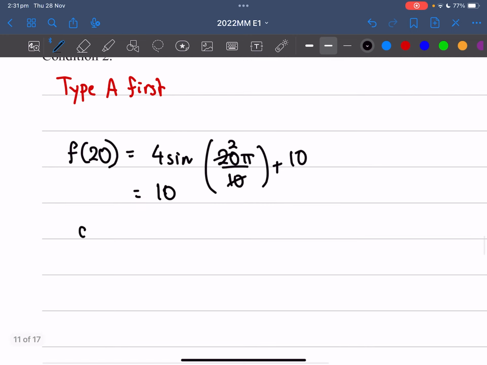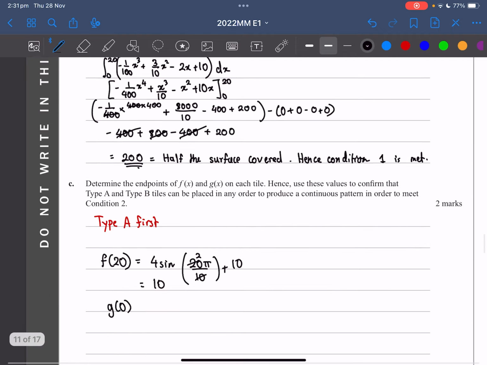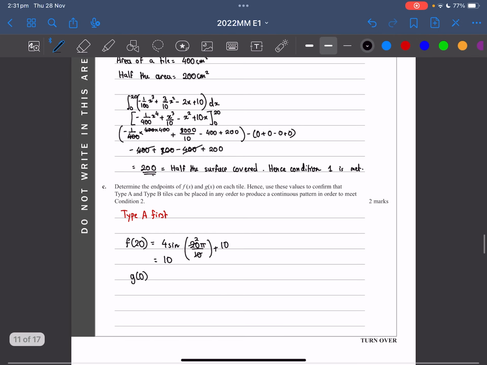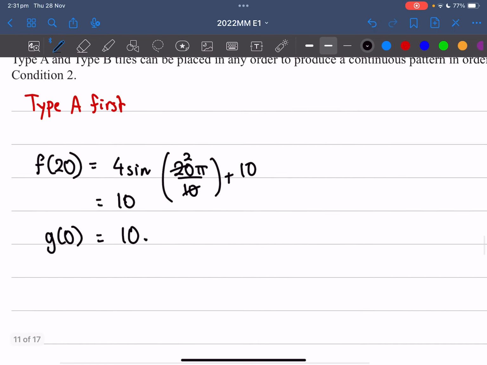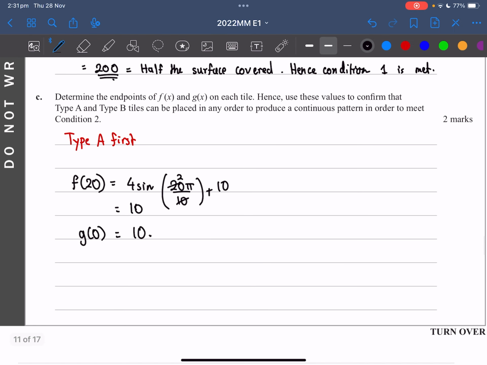And let's calculate g of 0 now, because f of 20, that's the last point on the tile, has to be the same as g of 0, which is the starting of the next tile if you are placing type A tile first. So g of 0 is simply 10, because everything just becomes 0, so 10. So there you go, that works out pretty well because the endpoints are the same. Now let's do the other one. So type B first.